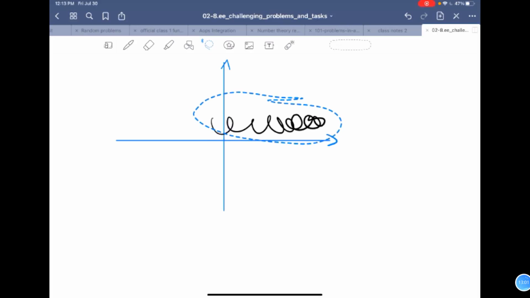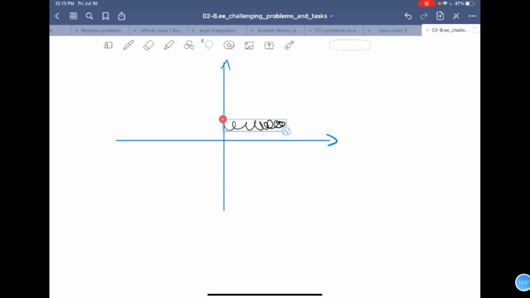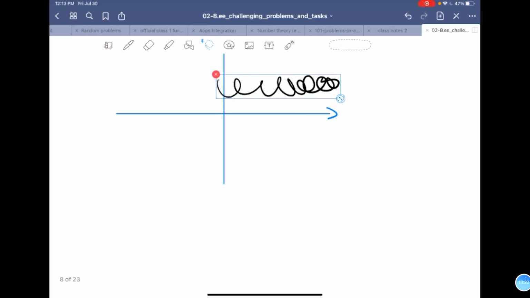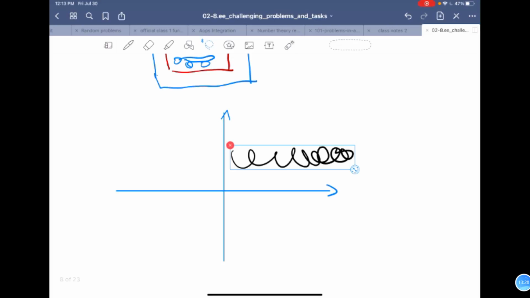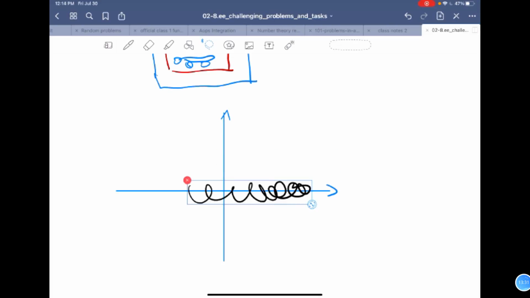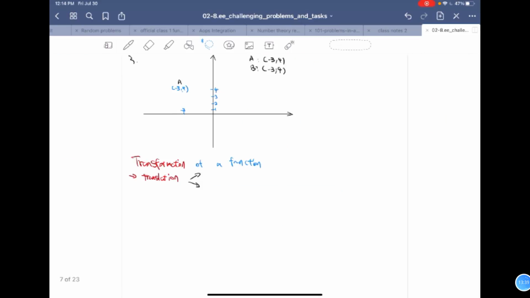However, if I do this, resize, then this is not only translation. We would say this is still translation, but the process is not only translation. Translation basically describes a graph that is moving, but you're not changing any of its qualities. Yeah, that's the concept involved with translation.